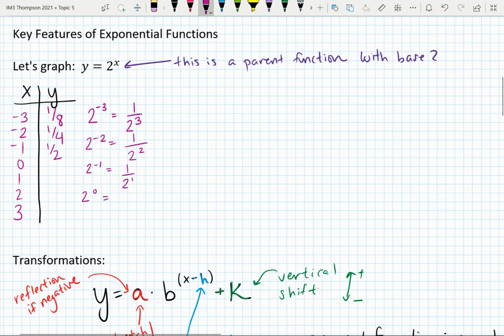2 to the power of 0. Anything to the power of 0 is always 1, so not a lot of figuring there, just got to remember the rule. And when the x value is 1, if I have 2 to the first, that's just 2. 2 squared is going to give me 4, and 2 cubed is going to give me 8.